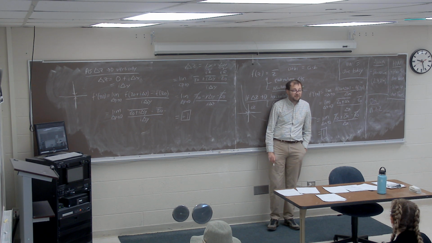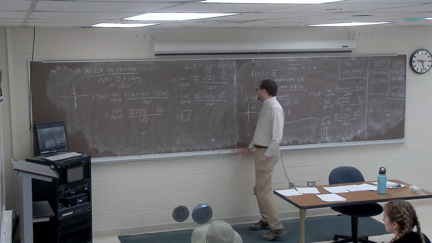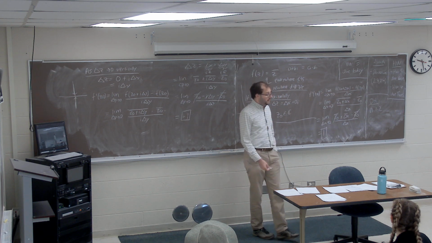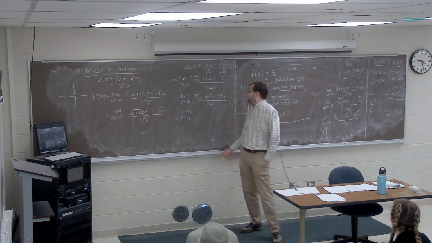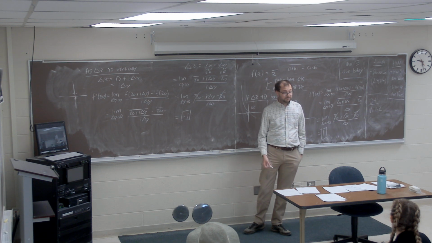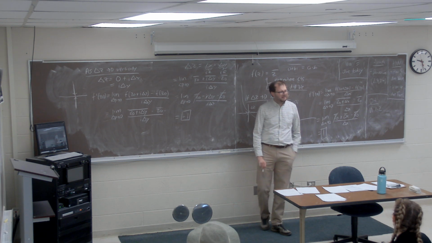What did we just discover? As delta z goes to 0 horizontally, our derivative gave us a limit of 1. As delta z went to 0 vertically, our derivative gave us a limit of -1. What does that imply?